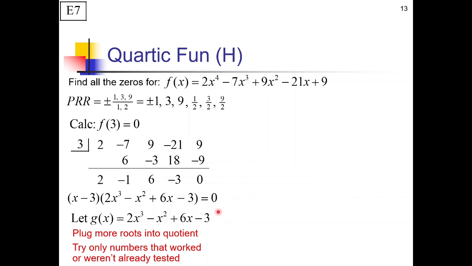So at this point, I'd like you to pause the video and try whatever numbers are left and go from there. See if you can solve this thing.